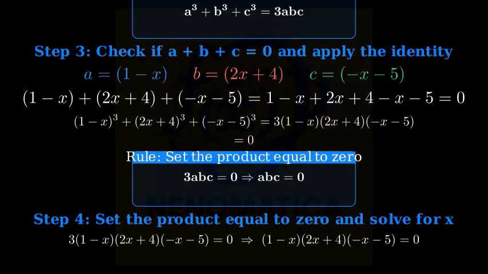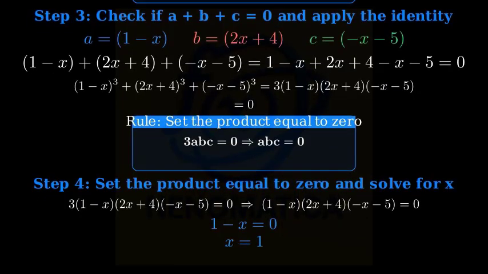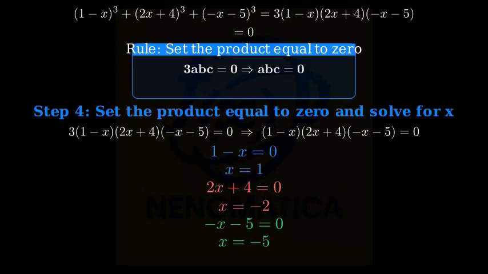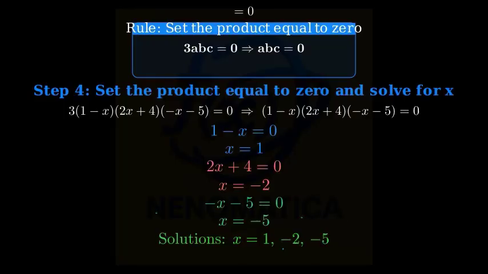Solve each factor. 1 minus x equals 0 gives x equals 1. 2x plus 4 equals 0 gives x equals negative 2. Negative x minus 5 equals 0 gives x equals negative 5. So the solutions are x equals 1, negative 2, and negative 5.